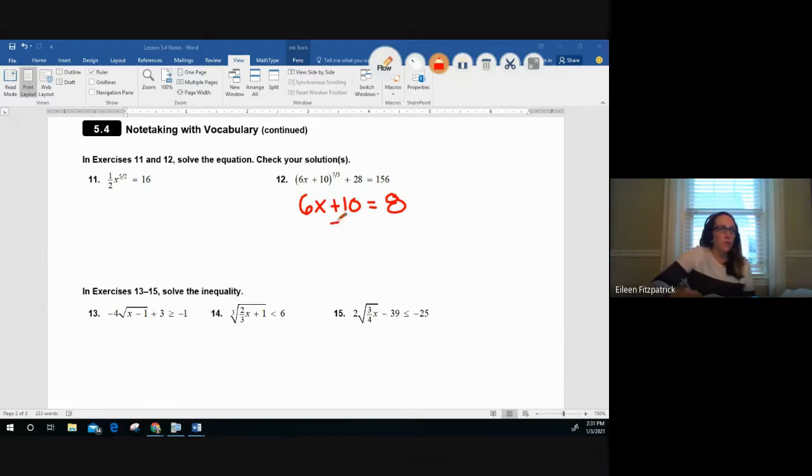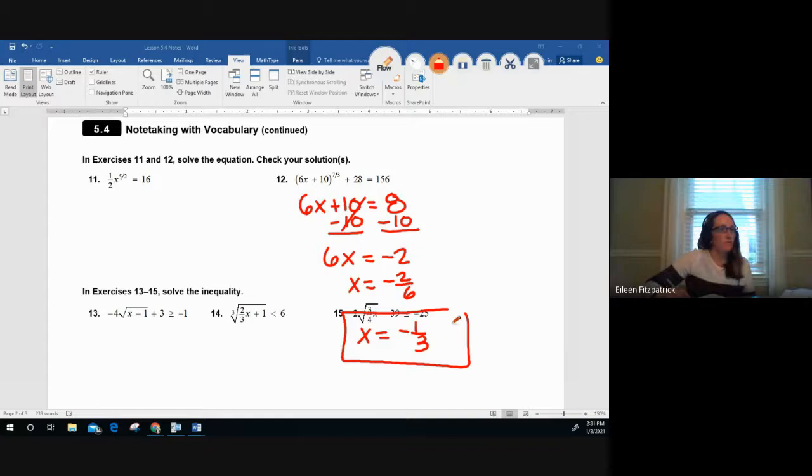Now I'm going to subtract 10 from both sides. So I have 6x is equal to -2. Divide both sides by 6. X is equal to -2/6. Simplify. X is equal to -1/3. Okay, and it does work. We're going to skip the check. It does work. All right.